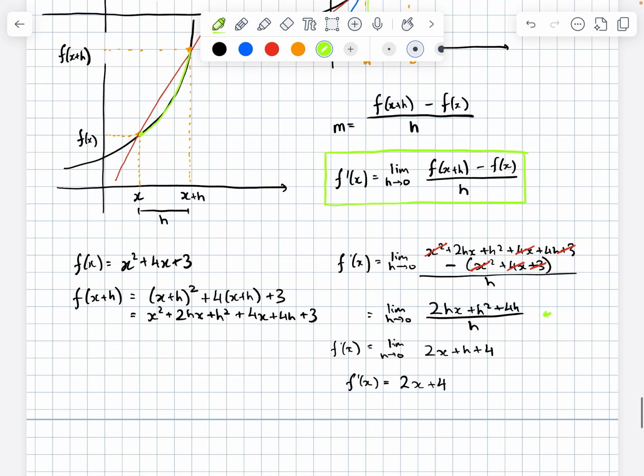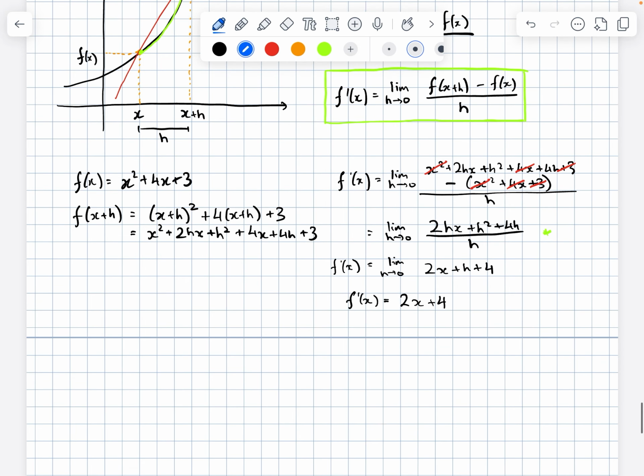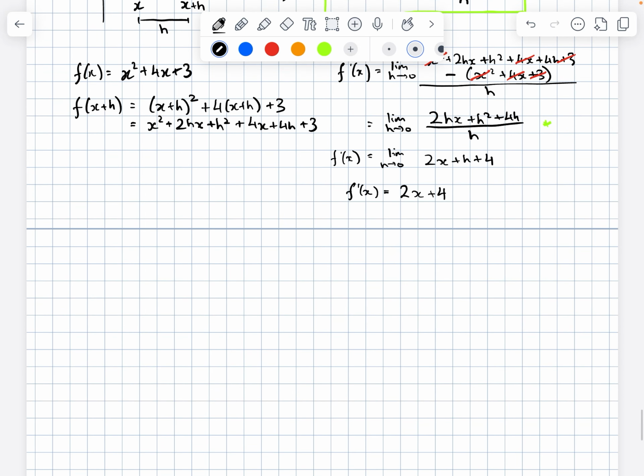A slightly more complicated example would be to differentiate y equals 2x cubed plus x. I find the gradient at any x point. So the function of x equals 2x cubed plus x, and the function at x plus h is 2 times x plus h cubed plus x plus h.